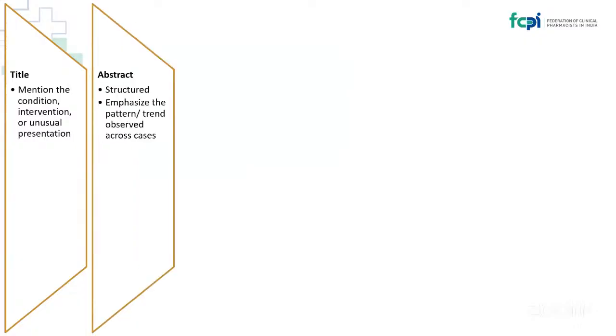Now, going forward, this is the structured journal style presentation of your case series. In the title, you should mention what intervention or unusual presentation you are showcasing. The abstract should be structured, not like a case report. You have to structure your abstract into background, methodology, result, and conclusion sections. You will have to emphasize the pattern or the trend that you are observing through this set of cases.